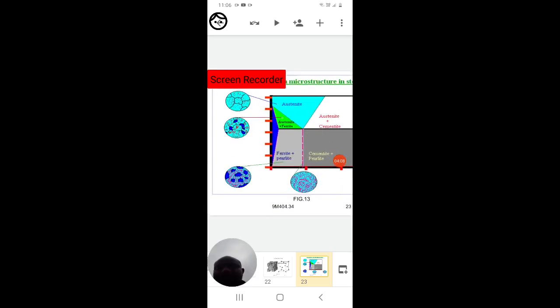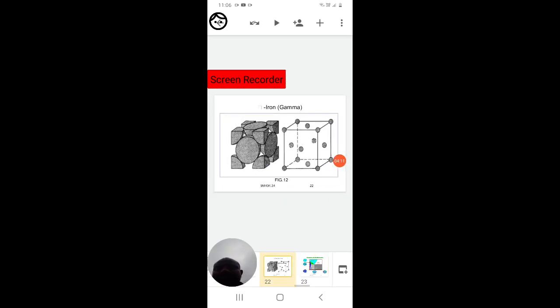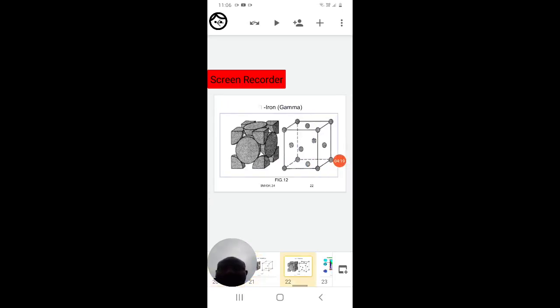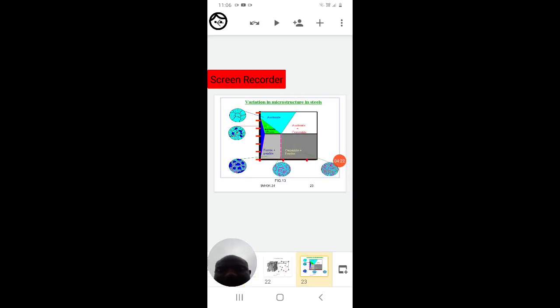Okay. So after the allotropic forms, you will see all these microstructures. Up to steel, you will see the variation in microstructures in this diagram. So first you study the equilibrium diagram or phase diagram. These components are easy to understand: austenite plus cementite, austenite plus ferrite, austenite. So all these components. Next, ferrite plus pearlite and cementite plus pearlite.